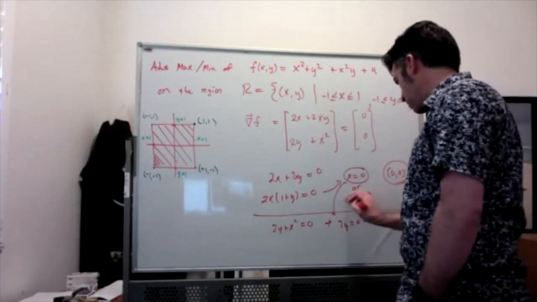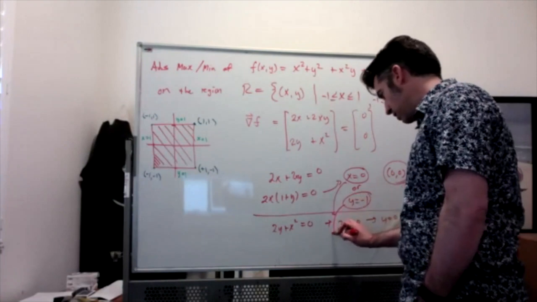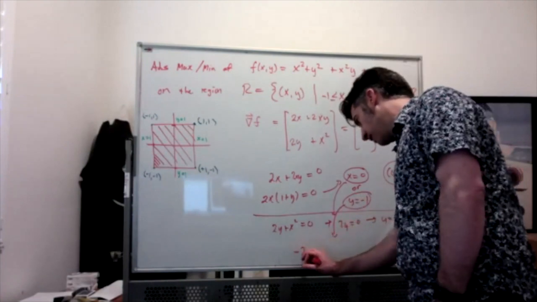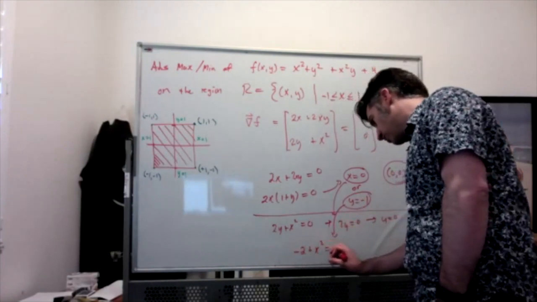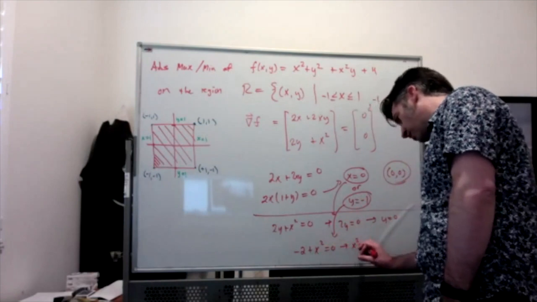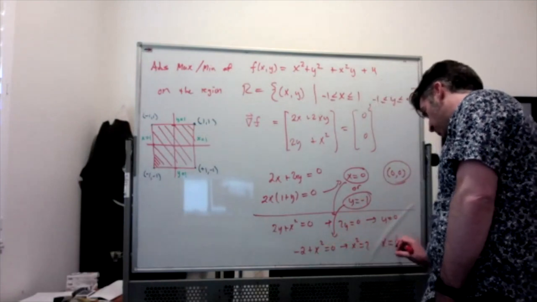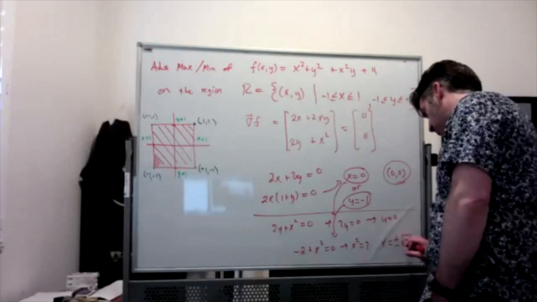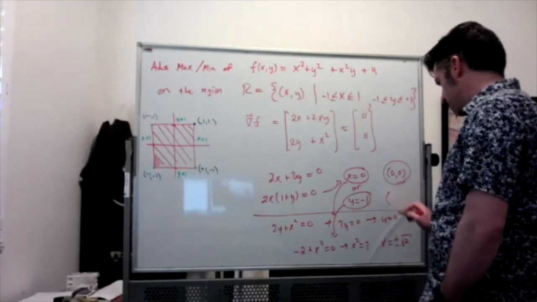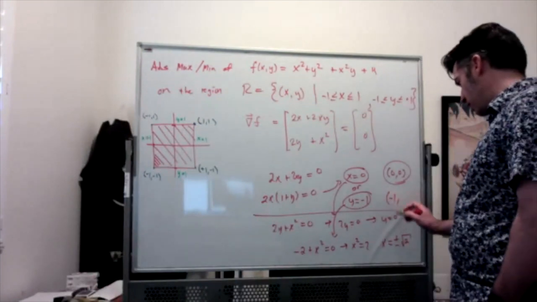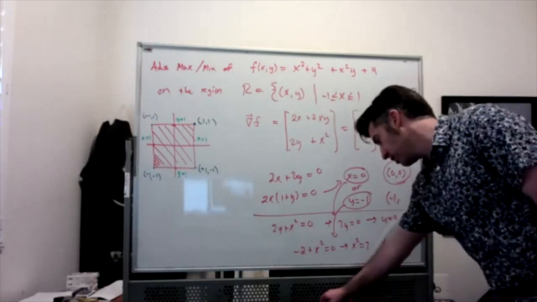And if y equals -1, let's do that one down here, I get -2 plus x squared equal to 0. I get x squared equal to 2. I get x equal to plus or minus the square root of 2. So I get the critical point y equal to -1, x equal to plus or minus root 2.